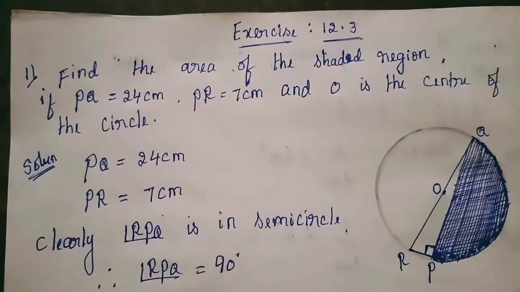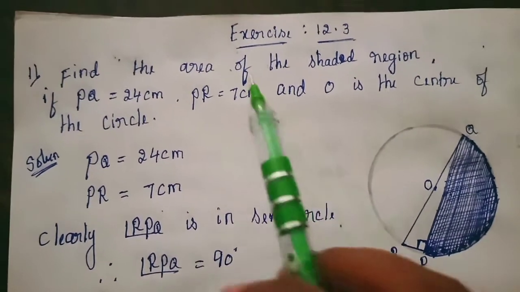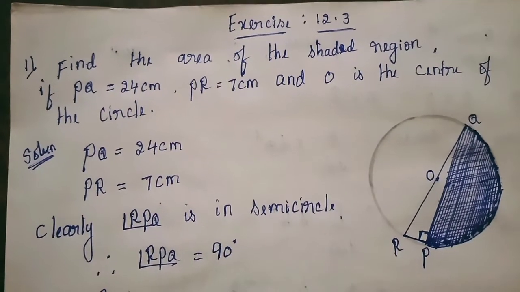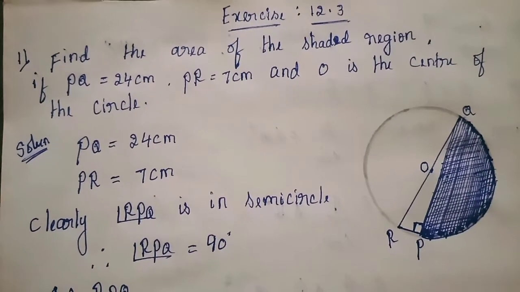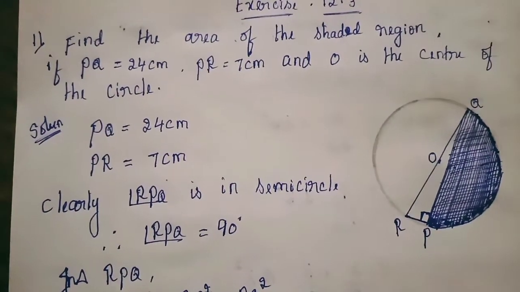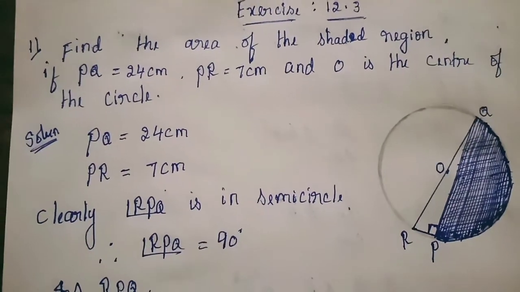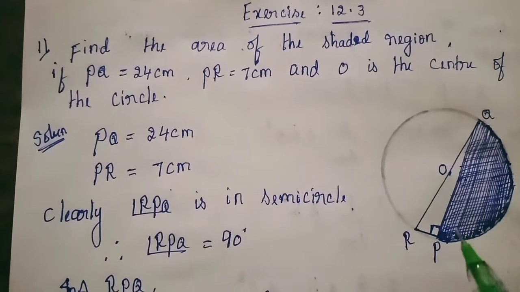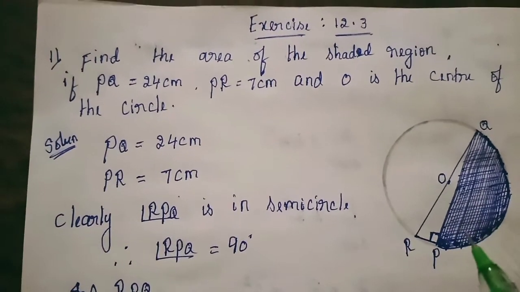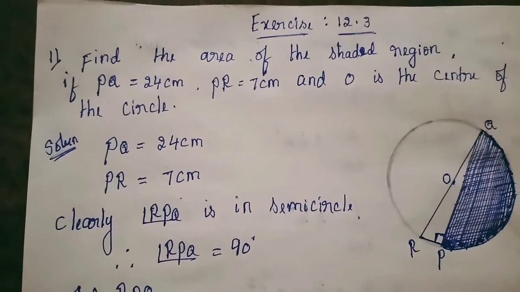So today let us continue the chapter Areas Related to Circles, exercise 12.3. In this video you are going to learn questions number 1 to 4. In this exercise all the questions are based on the shaded part, it may be a shaded sector or a segment or any portion of the circle. So that shaded part you are going to find.